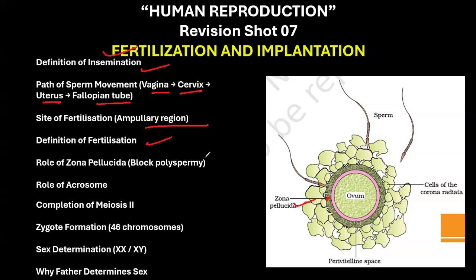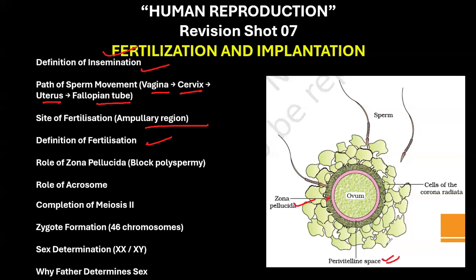Now, we know about the acrosome in the sperms. That acrosome releases enzymes. It helps sperm penetrate the zona pellucida and plasma membrane of the ovum. This triggers completion of the second meiotic division of the secondary oocyte. That means the ovum was arrested at metaphase of meiosis two before fertilization. When fertilization happens, meiosis two will be completed. Here, the haploid ovum will be formed, and the second polar body will be released. Now, that second polar body will be present in this perivitelline space.